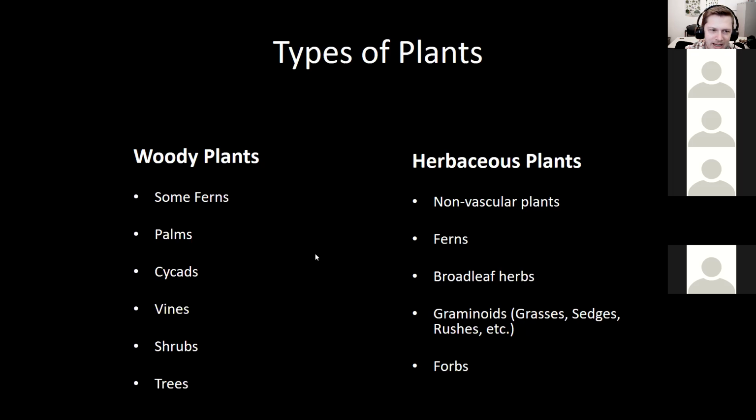There are some ferns that happen to be woody plants, but most of them are not. You have fern trees, basically. And you have some vines that happen to be more like a forb because they are seasonal and they're not hard and woody, for example, cucumbers and other cucurbits. So there's a lot of overlap here, but overall, it helps to think of plants in this way, woody versus herbaceous.